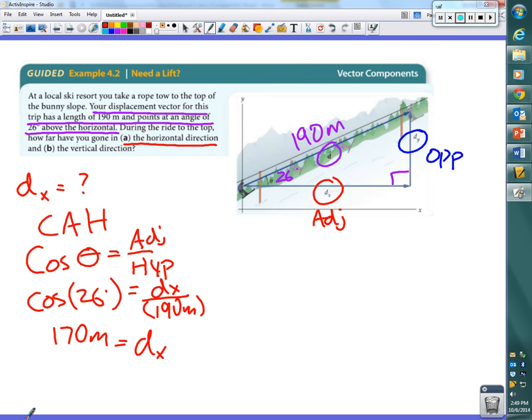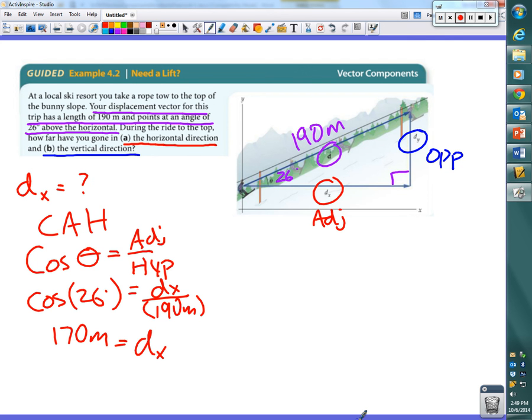Okay. Does that match up with the fact that the hypotenuse has to be the longest side of this triangle? Still good there, okay? Over here, how far have you gone in the vertical direction? That's the opposite side of the triangle, okay? We know the opposite side, we're looking for the opposite side. Technically now we know the adjacent side, but sometimes we make mistakes, okay? So let's use the number that they gave us in the problem.